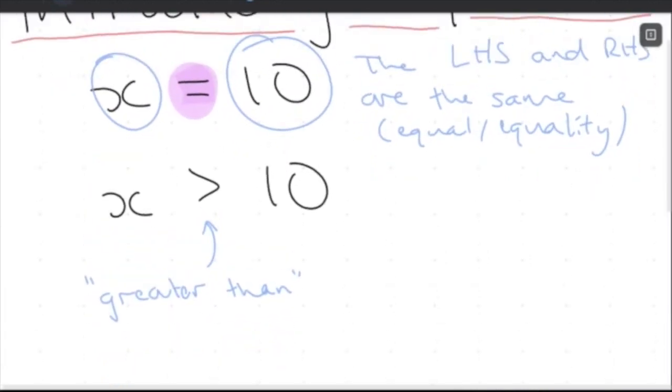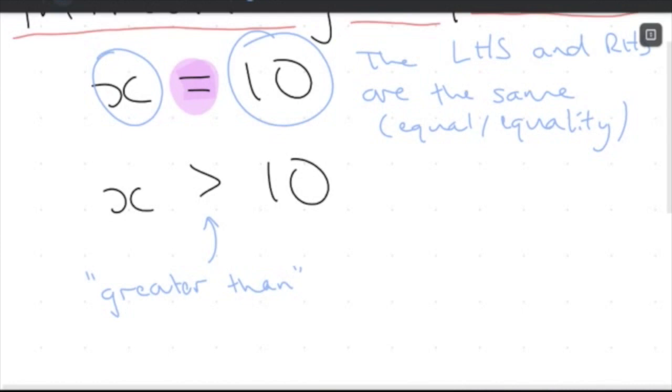Now, before we go on, it's important to note the top one is telling us an identity of x. This is telling us that the value of x is going to be exactly 10. What tells us that it's exactly 10? This equals sign tells us that the left-hand side is the same as the right-hand side. So x is 10 here.